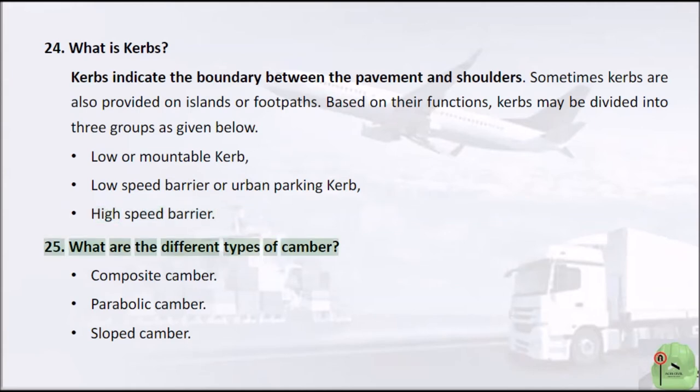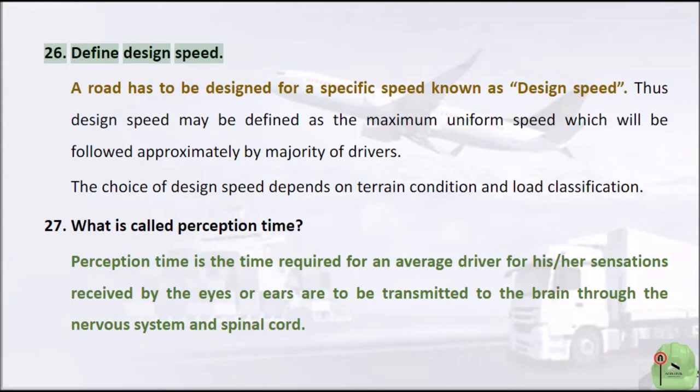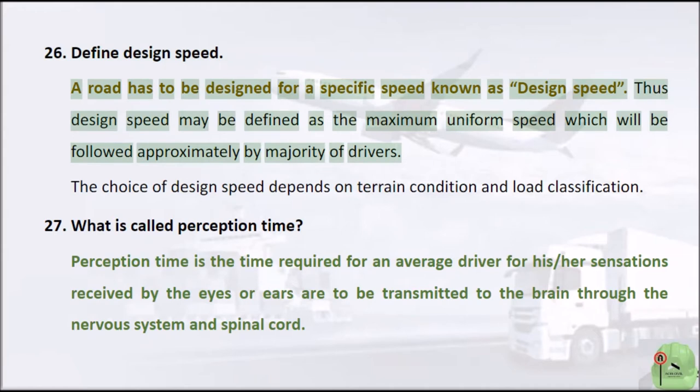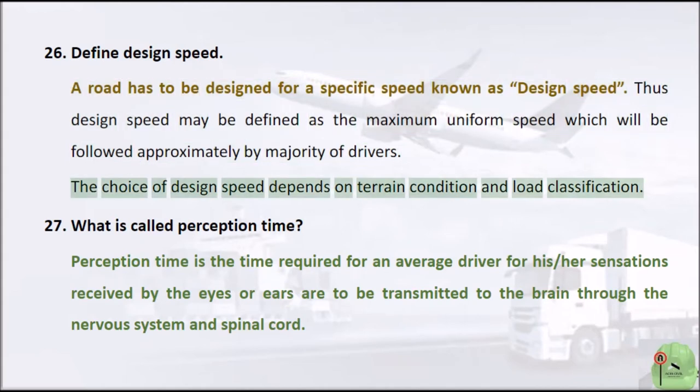What are the different types of camber? Composite camber. Parabolic camber. Sloped camber. Define design speed. A road has to be designed for a specific speed known as design speed. Thus, design speed may be defined as the maximum uniform speed which will be followed approximately by the majority of drivers. The choice of design speed depends on terrain condition and load classification.